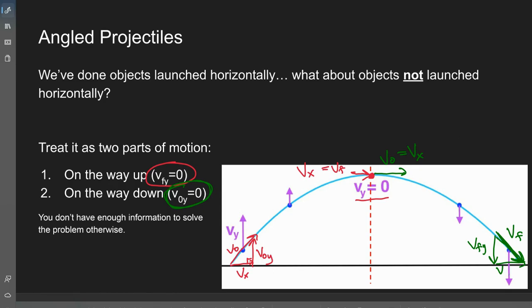So I'll make it look nicer there. So it's just velocity in the x-axis. All right. So we don't have enough information to solve the problem unless we split it into two like this. Unless we use this point of velocity in the y-axis is equal to 0 at the top. Because otherwise there's too many unknowns and there's not enough givens.